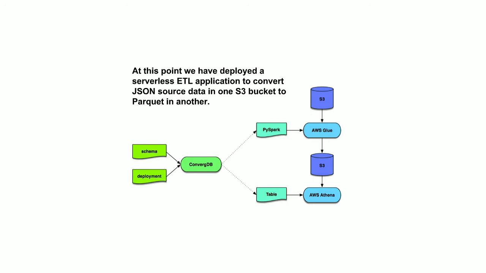So at this point, once you've run Terraform for your ConvergDB configuration, you will have deployed a serverless ETL application. It will take your JSON data in one S3 bucket, run it through an AWS Glue job, and convert it to Parquet in another. At that point, it'll be exposed via AWS Athena to your end users for SQL querying.